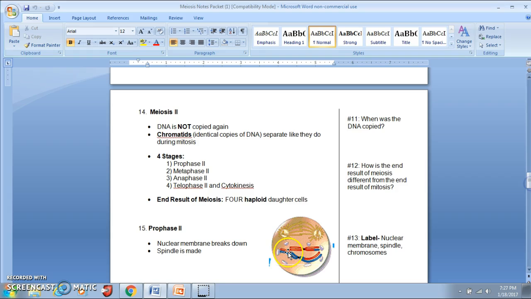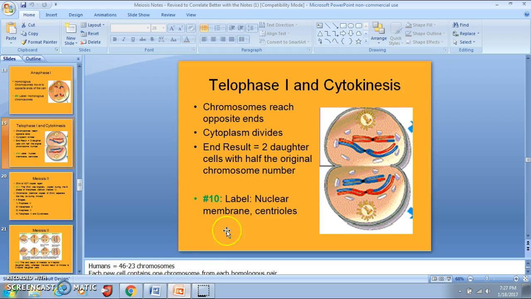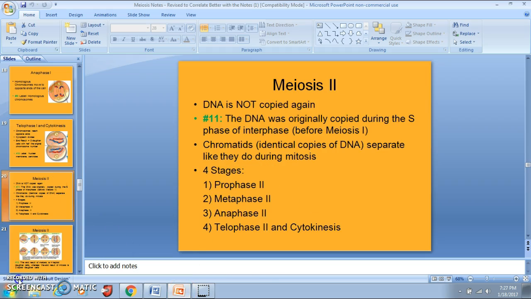Okay. And on to meiosis 2. Once we've finished with meiosis 1 and we have 2 daughter cells, each with half the number of chromosomes as the parent cell, we're going to enter meiosis 2. It's important to note that the DNA is not copied again.